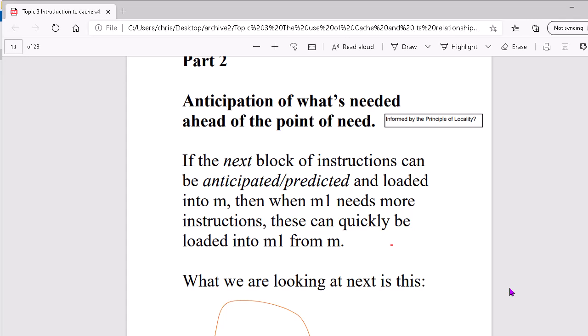in the case of computing, if you access a particular piece of data, locality says two things. It says that there's a probability that you're going to access that particular piece of data again in the near future, or you're going to access a bit of memory very close to the area that you've just accessed or read. So if the next block of instructions can be anticipated or predicted from the principle of locality, maybe, and loaded into your high-speed memory M, then when M needs more instructions, these can quickly be loaded into M1 from M.